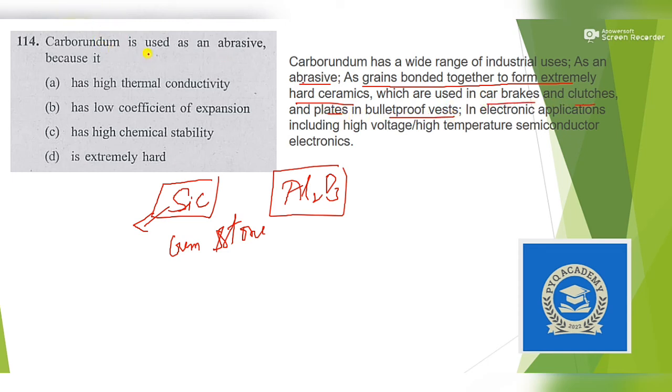So carborundum is used as abrasive. Abrasive here means anything hard which can be used to crush or scratch something. So answer is because it is extremely hard. That's why it is used.